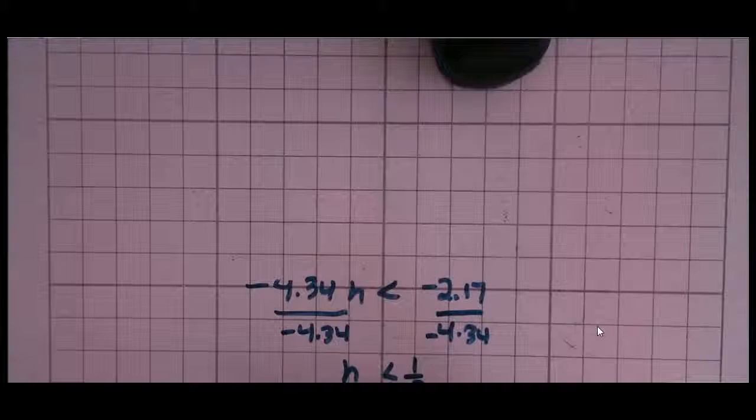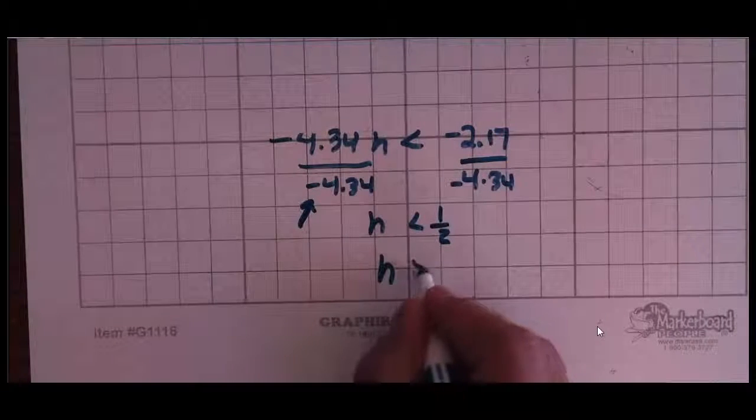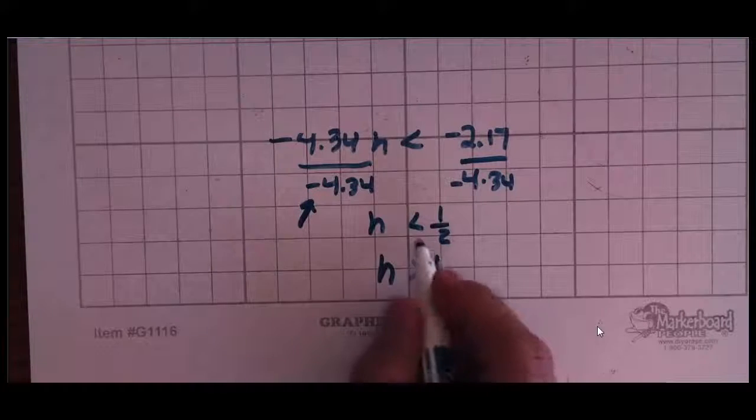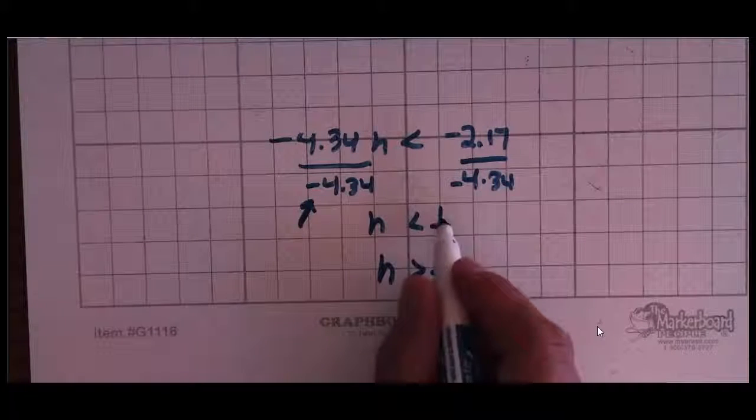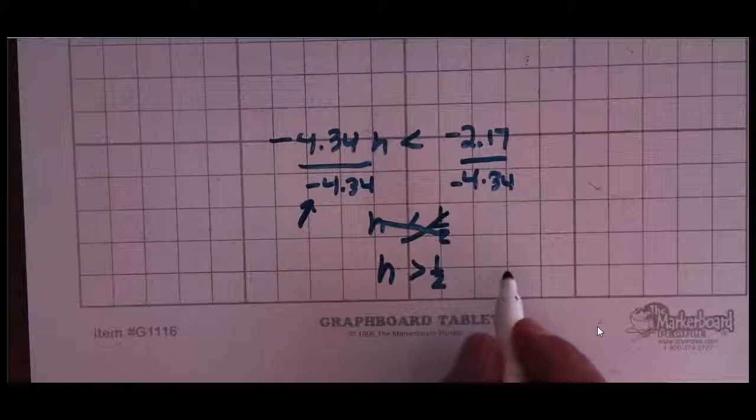Am I done? No, because I did not ask myself if I multiplied or divided by a negative number. In this case, I divided by a negative number. So instead of it going in that direction, let me move my board here a little bit so you can see it. It's going to go in this direction. And I have to change it because I divided by a negative number. h > 1/2.